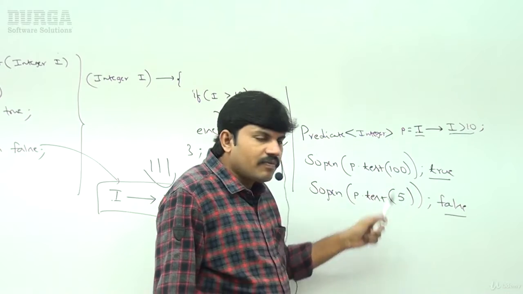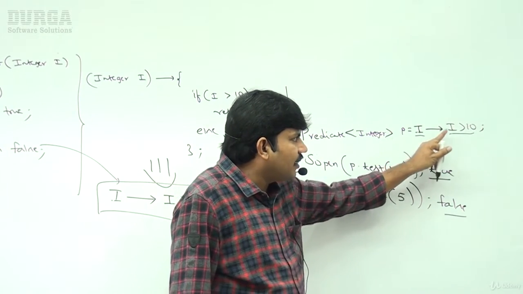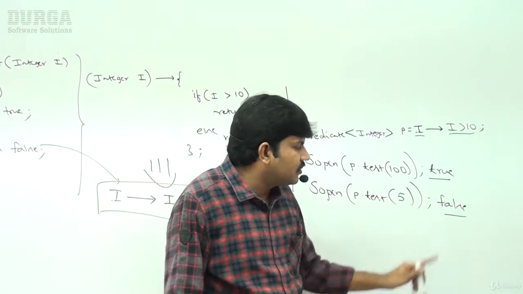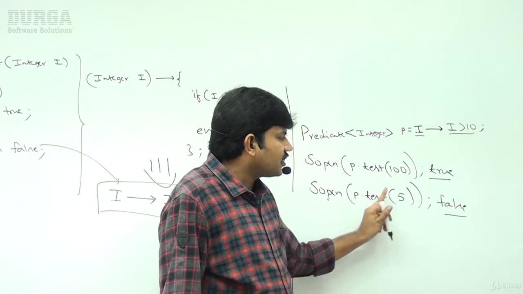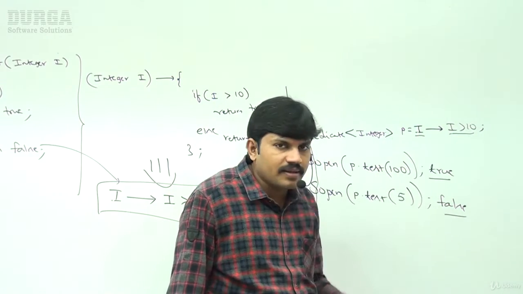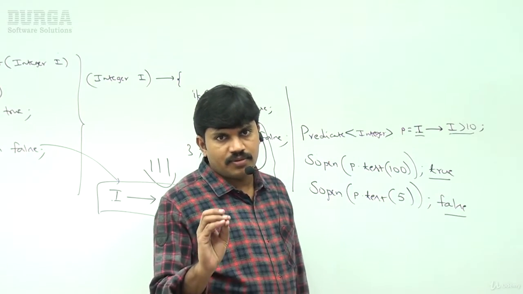System.out.print p.test of 100. What about its value, sir? Can you spell out? p.test of 100. Is 100 greater than 10 or not? Yes. That's why the answer will be true. Sir, p.test of 5, greater than 10 or not? No. That's why what is the answer we are going to get? False. Everyone is able to understand, right?